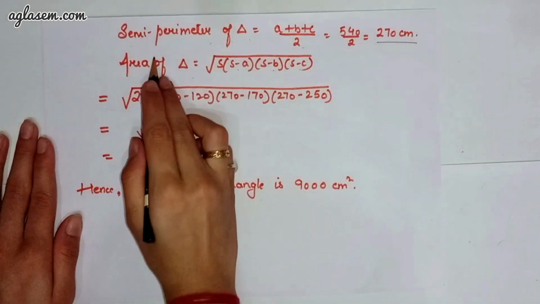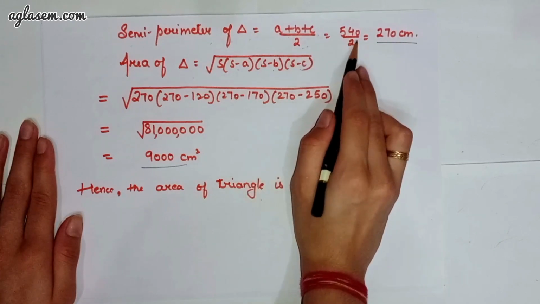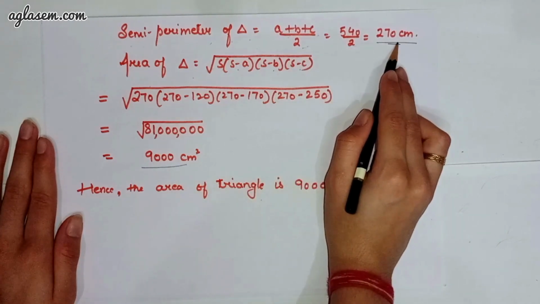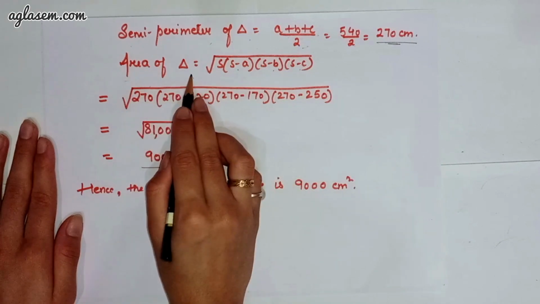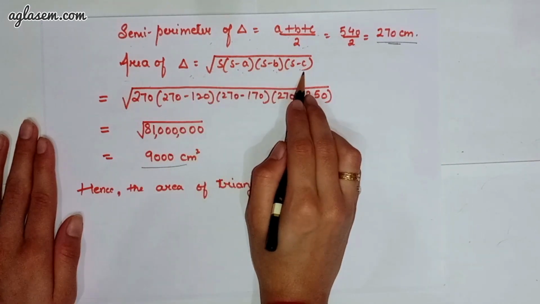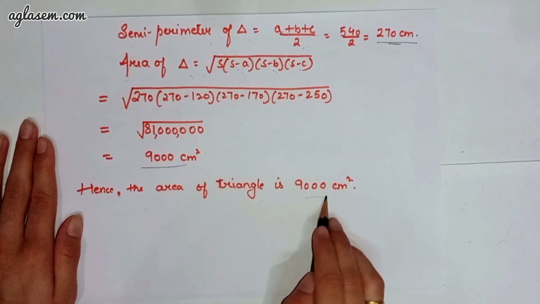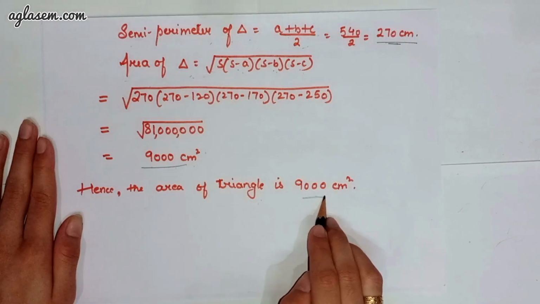Further solving, the semi-perimeter of the triangle, a plus b plus c divided by 2, will give you 540 divided by 2, that is 270 centimeter. Again applying the area of the triangle, root of s times (s minus a), (s minus b), (s minus c), will give you 9000 centimeter square. So the area of the triangle is 9000 centimeter square.